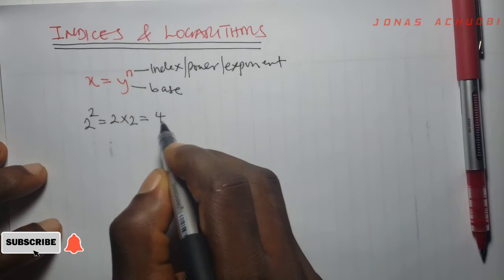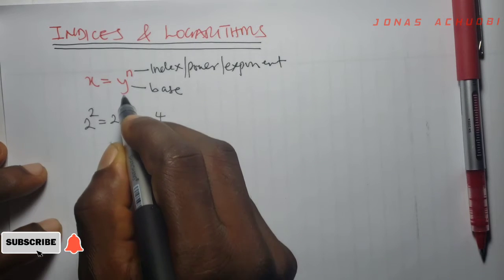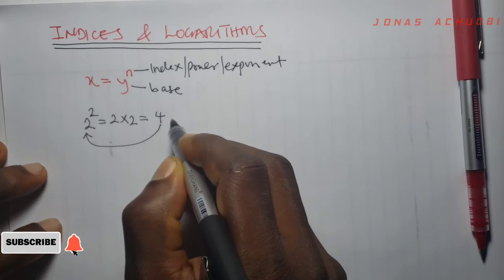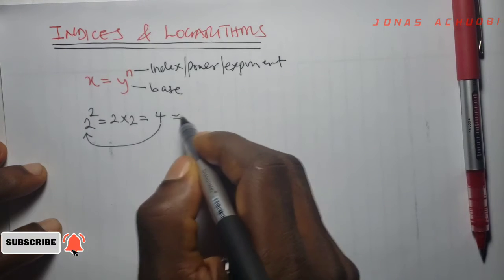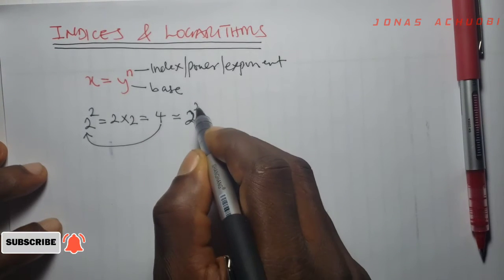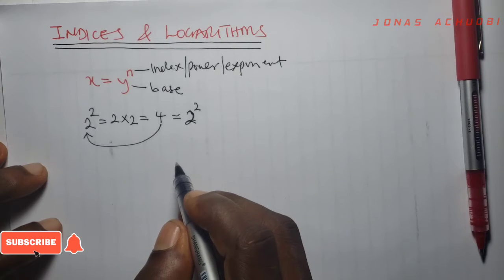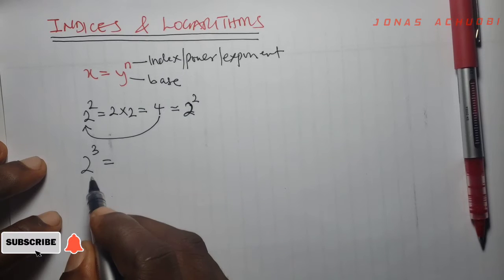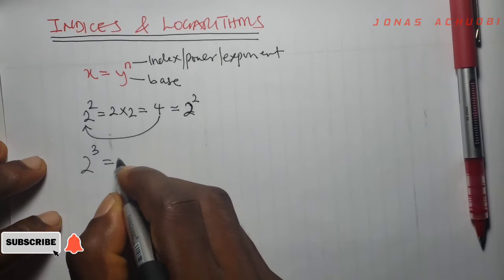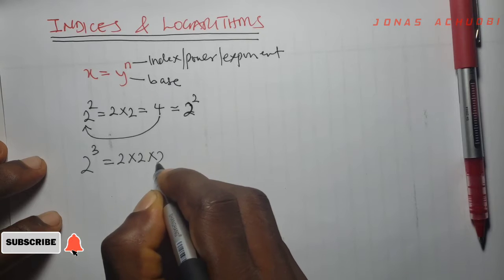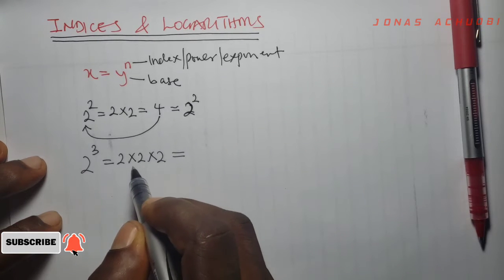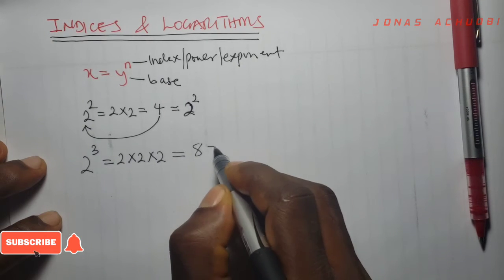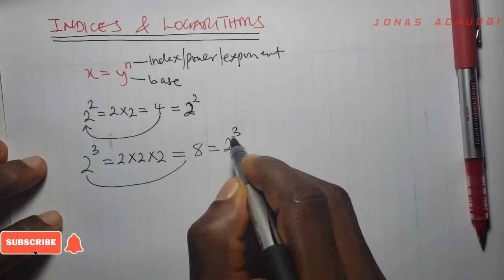What this means is that the number 4 has been written in a form that has a base and some power. So in index form, we have written 4 as 2 raised to the power 2. So 4 is equal to 2 raised to the power 2. So this is the index form of the number 4. Another example, if we have 2 raised to the power 3, and this means we should multiply the base how many times? 3 times. So that means 2 times 2 times 2. And that gives us 2 times 2 is 4, 4 times 2 is 8. So in index form, the number 8 can be written as 2 raised to the power 3.